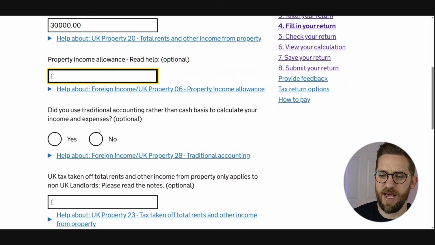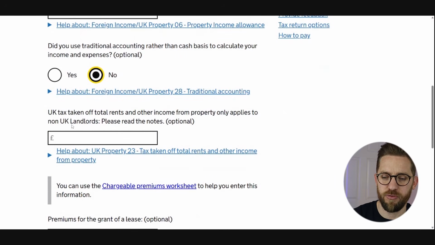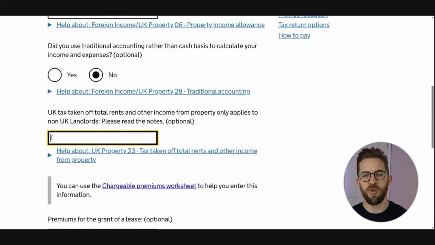Did you use traditional accounting? Again, I'm using the cash basis. My turnover is less than 150,000, so I'm going to qualify for cash basis. So I'll say no to traditional accounting. UK tax taken off total rents and other income from property. This only applies to non-UK landlords. So if you own property in the UK but you live abroad, quite often what happens is your agents look after the property, or your tenant will be told by HMRC that they have to deduct tax from your rent before they pay it across to you.